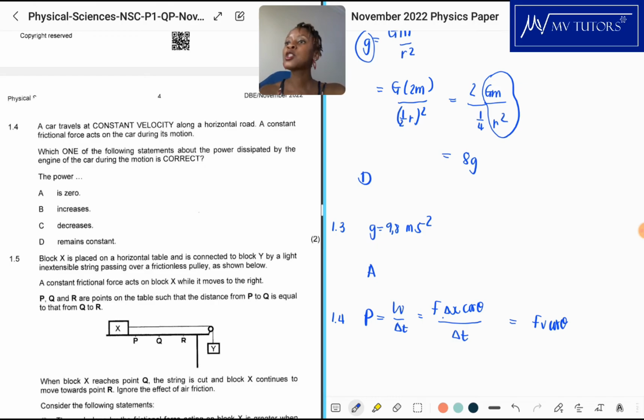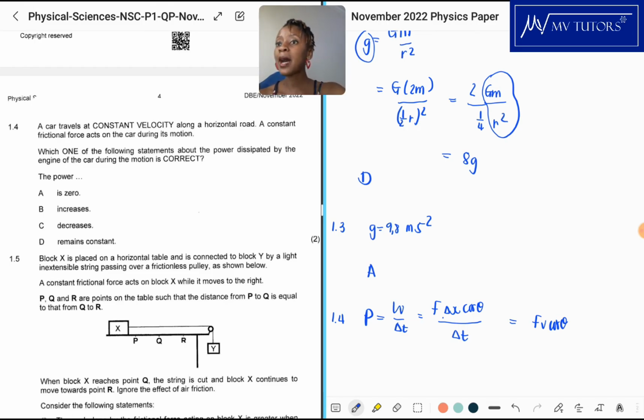Let's go back. So it travels at constant velocity, okay? And there's a constant frictional force that acts on it. So we know our force is friction, which is in the opposite direction, so it'll be negative. And then there's a constant velocity.